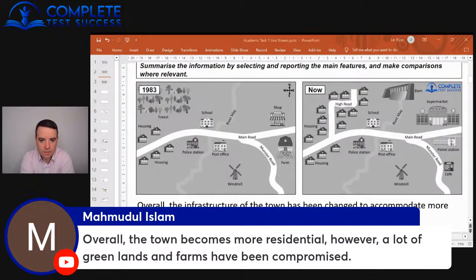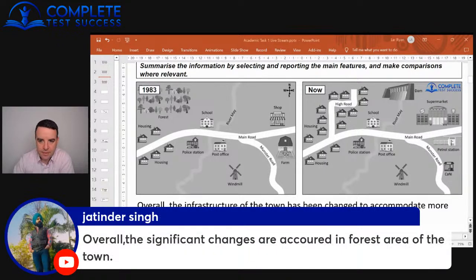Yes, you would need more than that as well, though. Good, but you need more. You would need to be more descriptive. Okay, Jatinder: overall, significant changes that occurred in the forest area of the town. So you're only talking about a small section, like the corner up here, but your overview should reflect the full map as to what happened.